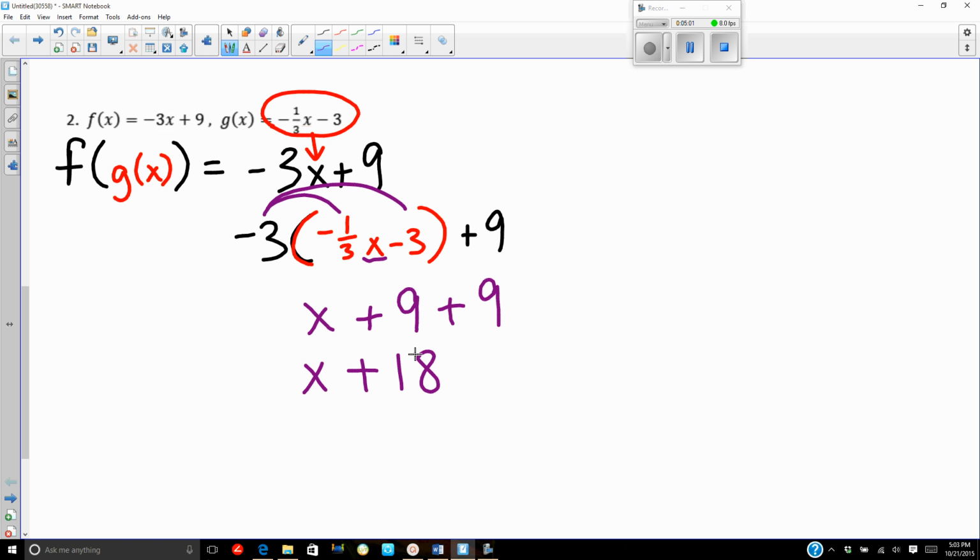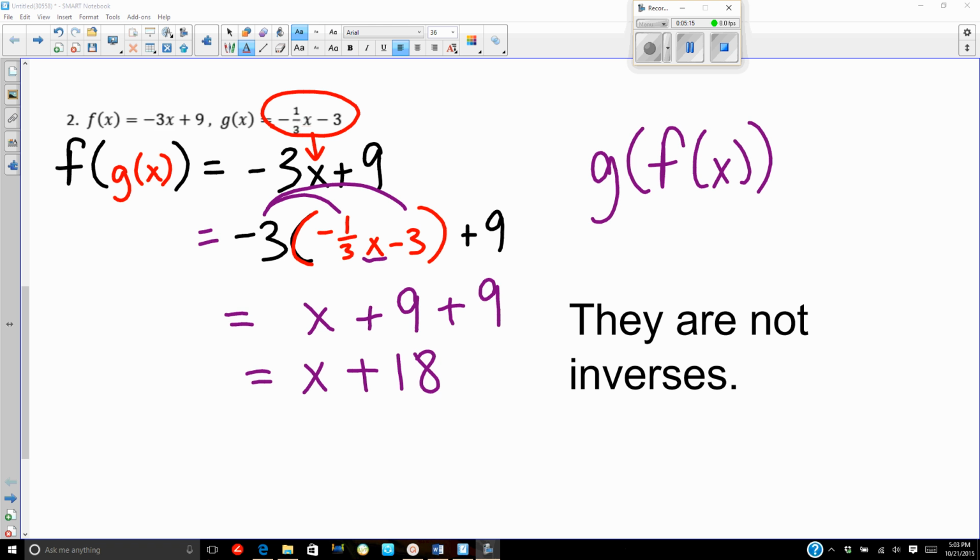Since this does not give us an end result of just an x, we don't even need to check g of f of x. We don't even need to check that one because we know that these are not inverses. So we can stop right there.